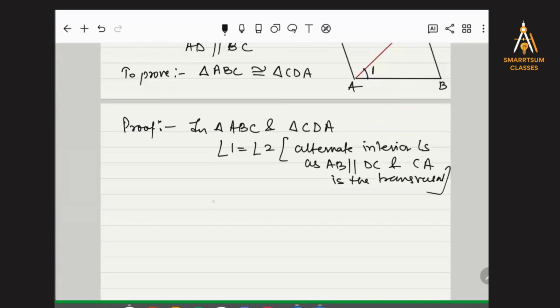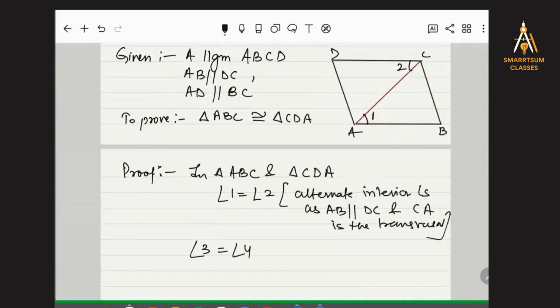Similarly, angle 3 is equal to angle 4. Now, what are 3 and 4? This is the another pair of alternate interior angles. This is 3 and this is 4. Right? So angle 3 and angle 4 will be equal. Again, why? Alternate pair of interior angles. Alternate interior angles.